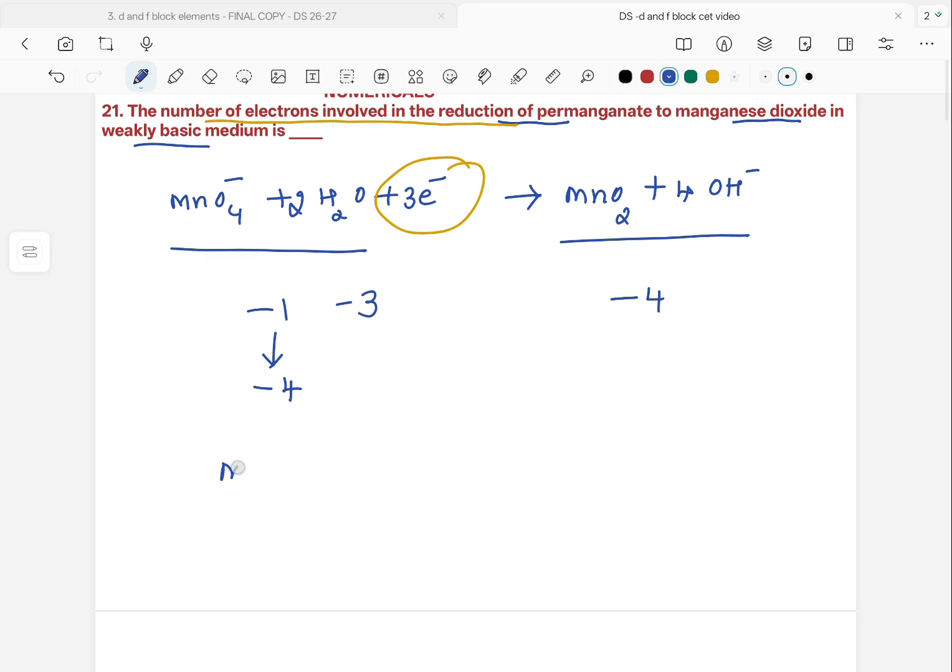Here in MnO4 minus, manganese lies in +7, whereas in MnO2 it is in +4. For the reduction of MnO4 minus to MnO2, it requires 3 electrons, meaning it has to gain 3 electrons in order to get reduced to MnO2. So our answer will be 3 electrons here.